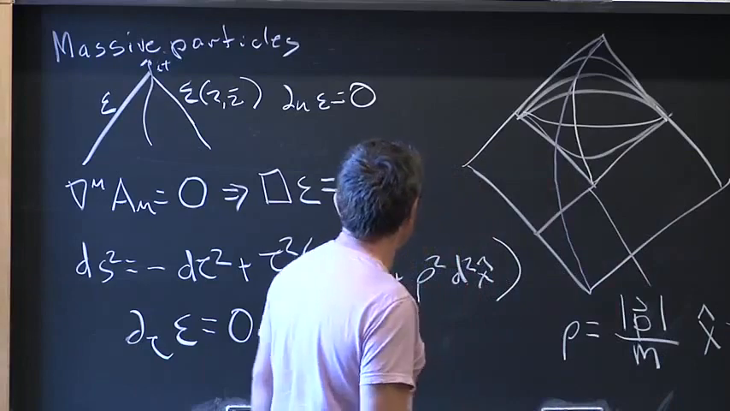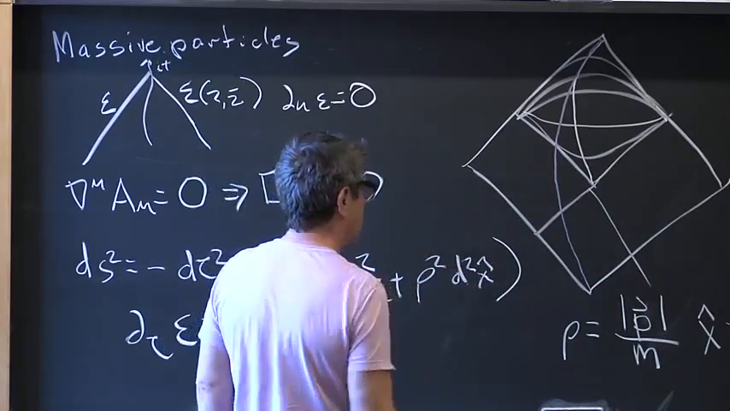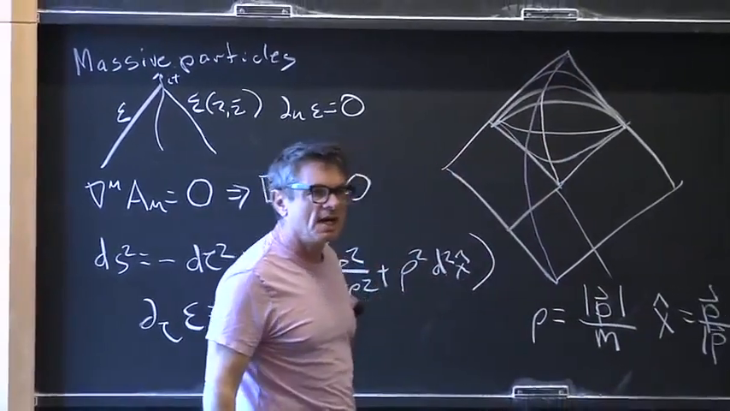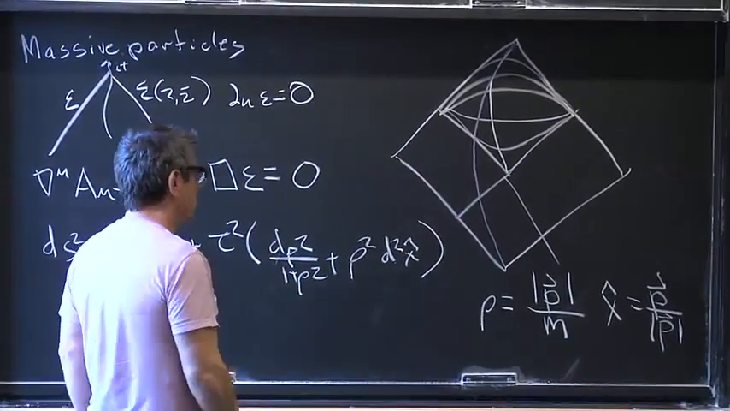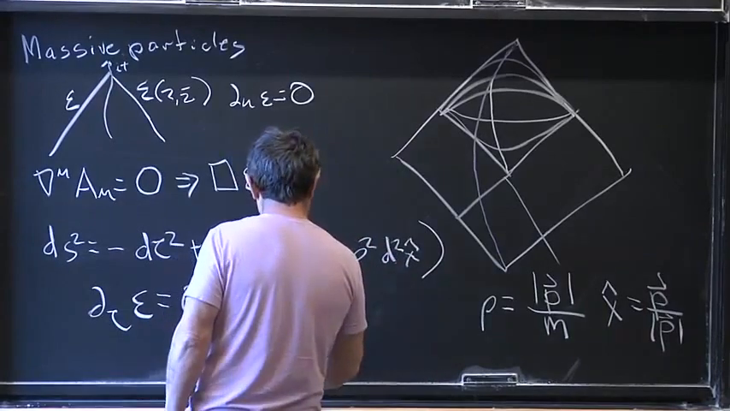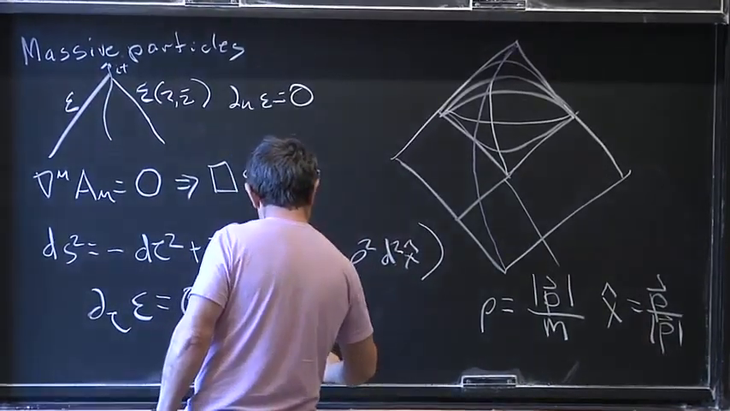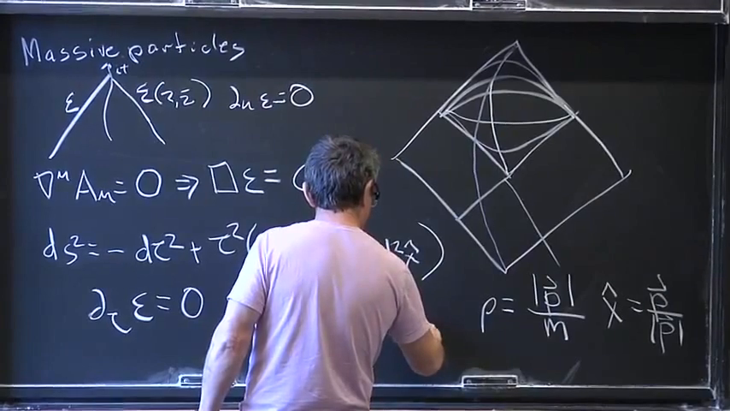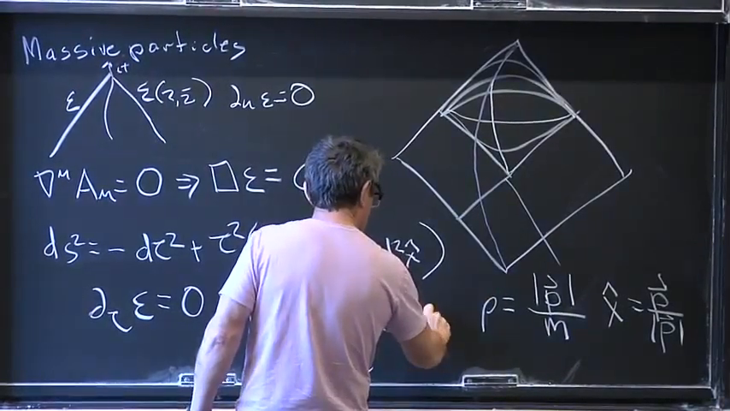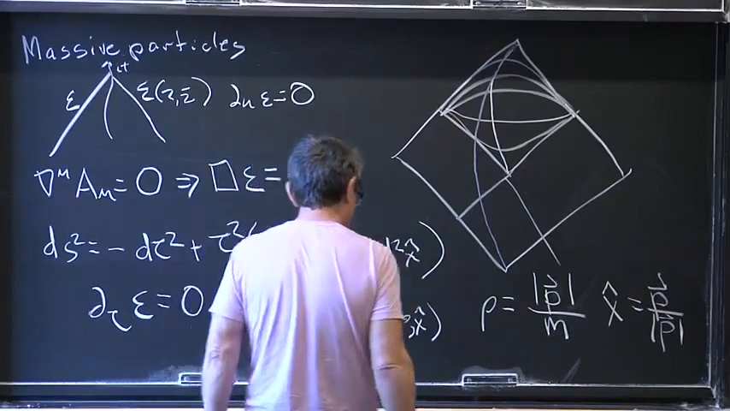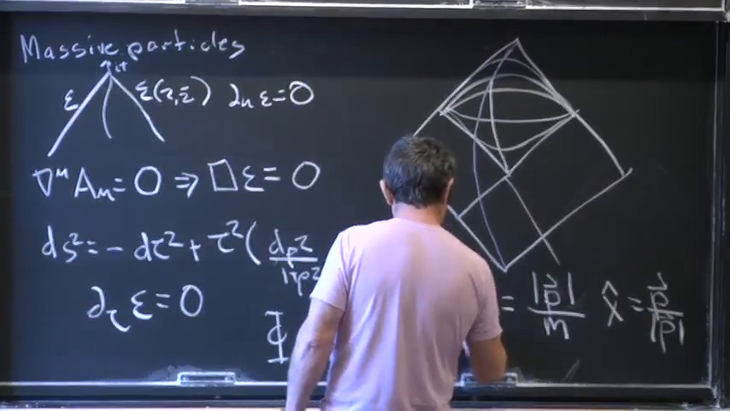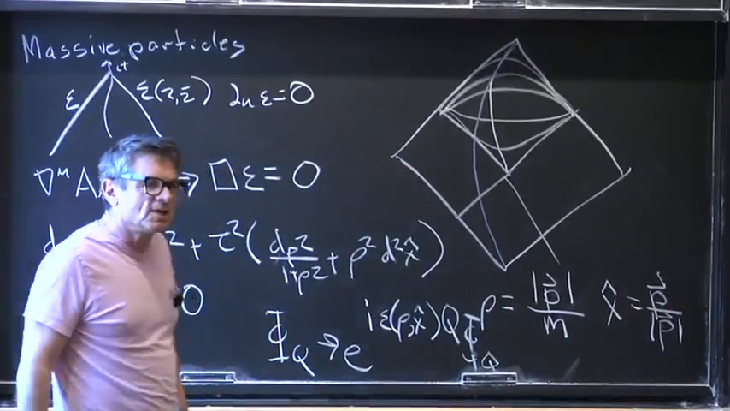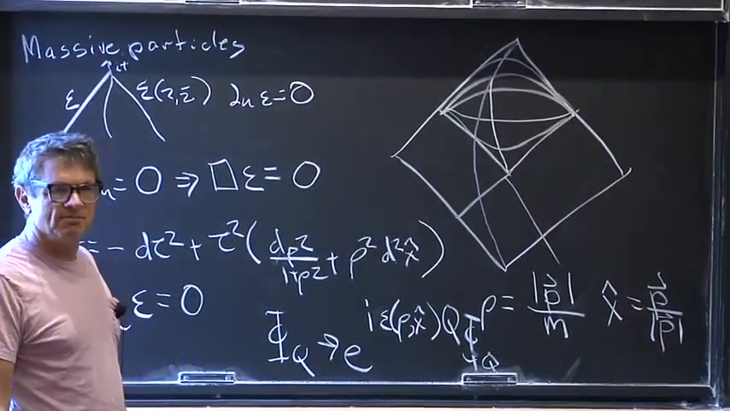The value of x hat is just the unit vector that you construct from the spatial momentum. Since epsilon will not change along the world line as the particle moves towards I plus, the wave function of the particle, if it's a particle of charge q, will get a phase of e to the i epsilon of rho, x hat, the thing that we got by solving this equation, times q. So it goes to that. Now we know how these large gauge transformations act on massive particles.